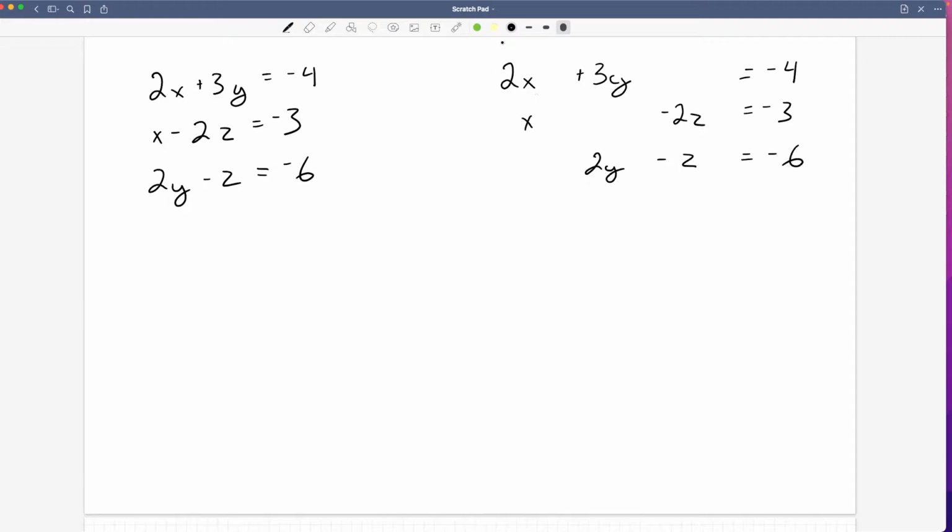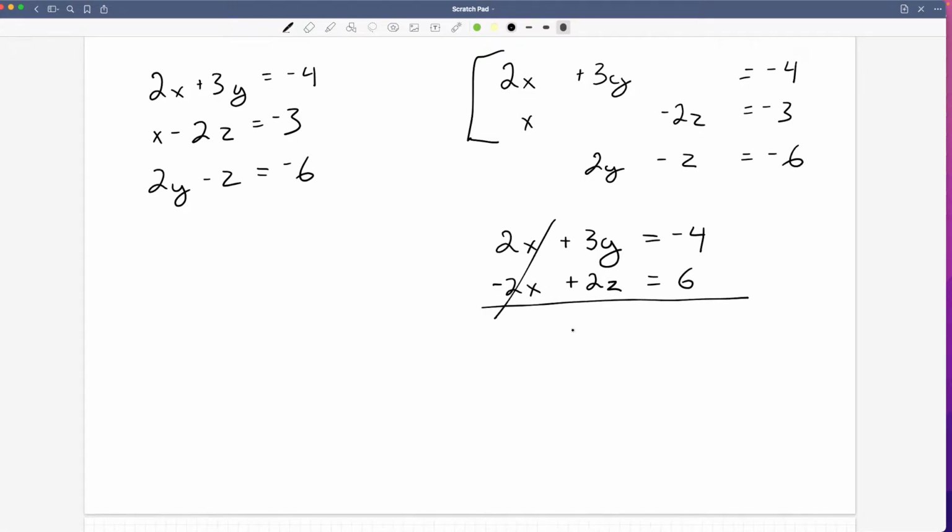So I'm going to take these first two equations and multiply this one by a -2. I'm going to write the first one as it is, 2x plus 3y equals -4. And the second one I'm going to multiply by -2. So that gives me a -2x, and then a positive 2z and a positive 6, because -3 times -2 is a positive 6. So now these will cancel and I'm left with 3y plus 2z.